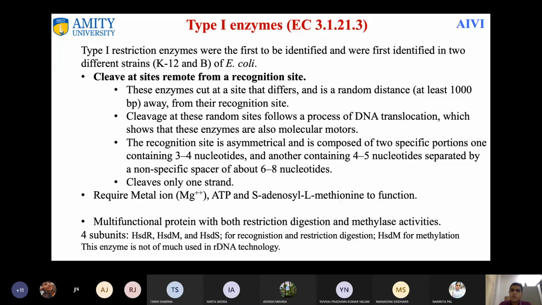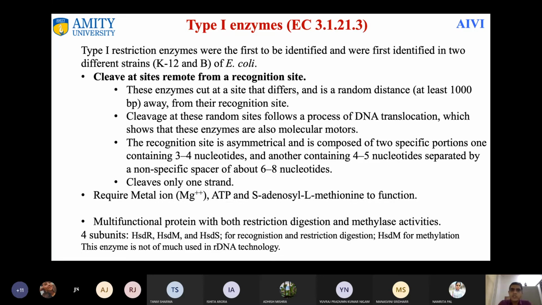But these type 1, type 2 and type 3 are numbered on the basis of how they were discovered. There is no other classification or specific reason to mention for why we call them type 1, type 2 and type 3. Type 1 is the one which was discovered first. So what is type 1?